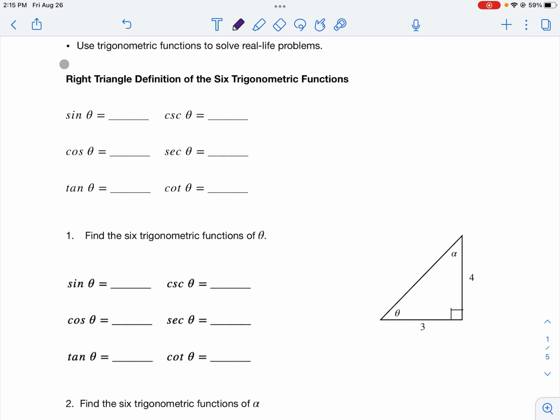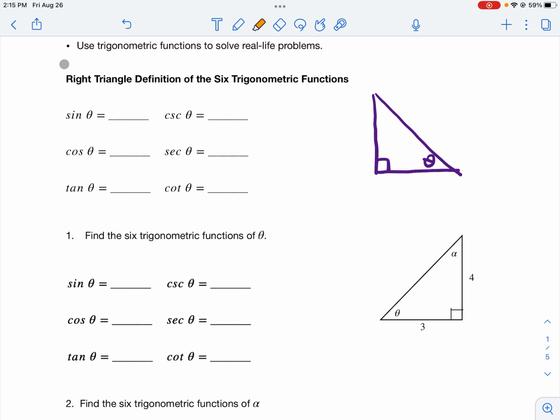So, to start, let's talk about the right triangle definition of the 6 trigonometric functions. These should be very similar to what we've done before, but this is slightly different terminology. So, the terms we're going to use to define how to find sine, cosine, tangent, cosecant, secant, and cotangent of angle theta, which I'll label as this bottom acute angle of this right triangle I just drew, is going to use the sides of our right triangle.